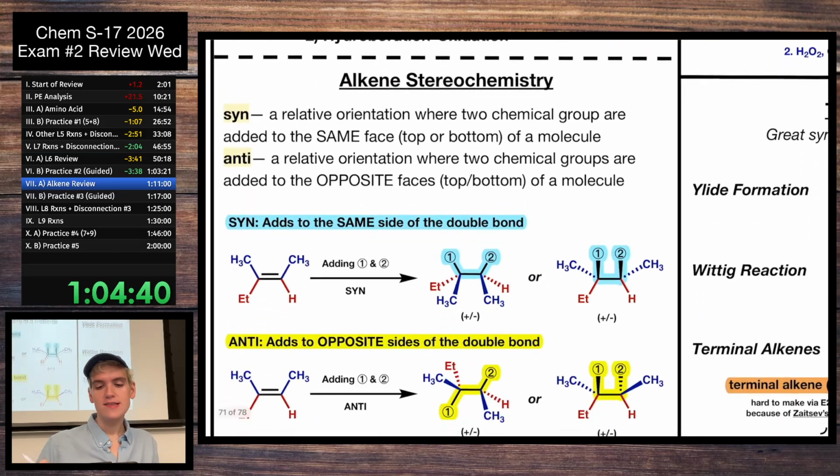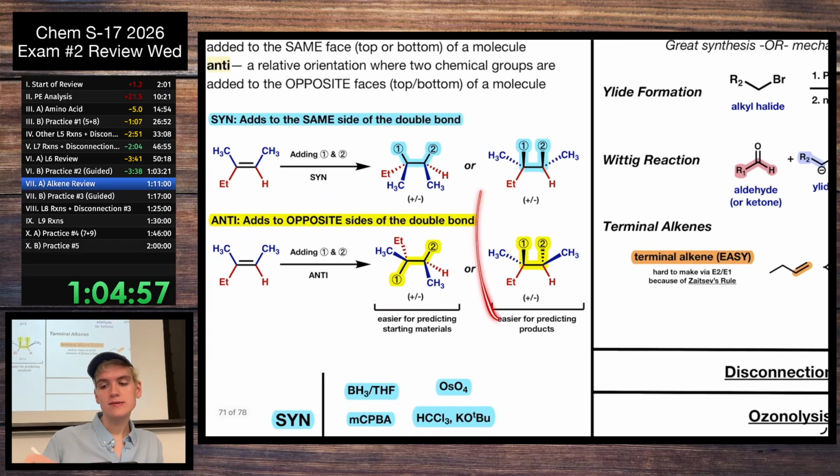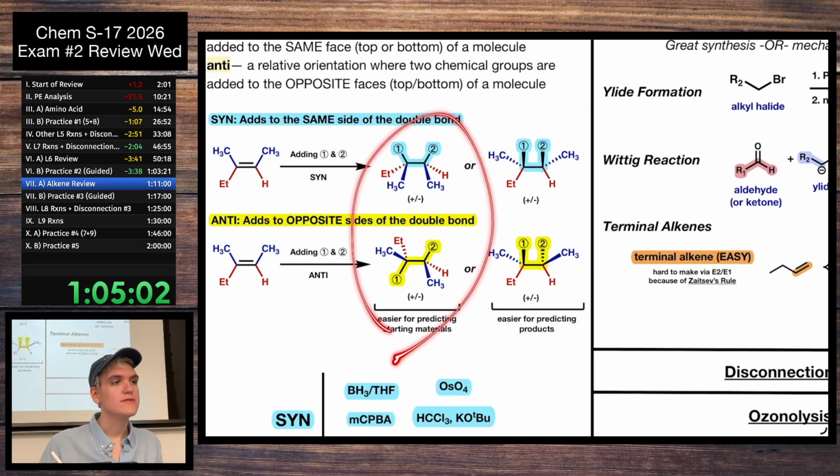In terms of alkene stereochemistry, we need to know whether the reaction is syn, anti, or mixed. And for syn, we are adding to the same side of the double bond. For anti, we're adding on opposite sides. And for this, there are a couple of ways to write it. One of them is more useful when you are writing your products. One of them is more useful if you are trying to predict the starting materials.